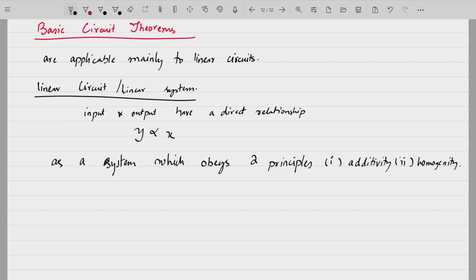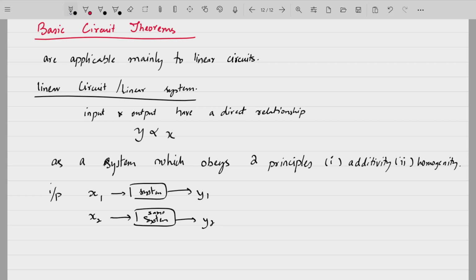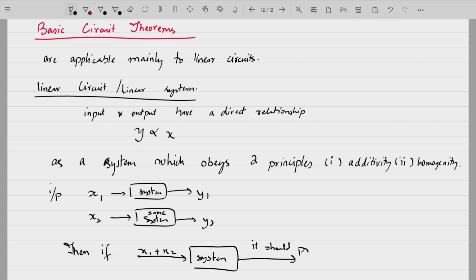Additivity is sometimes also called superposition. So what does this mean? If we apply an input x1 to a system, it produces an output y1. And if we apply an input x2 to the same system, it produces an output y2. Then if to the same system we apply x1 plus x2, it should produce an output of y1 plus y2. So this is the principle of additivity.